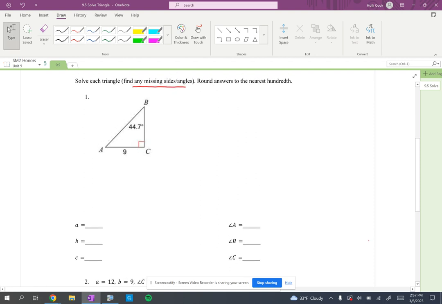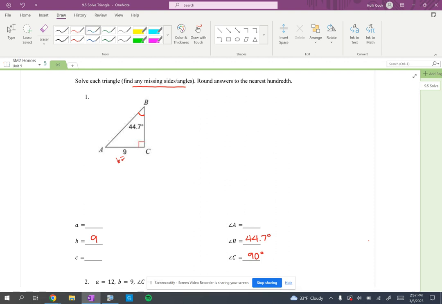So when we do this, the very first thing we're going to do is just label what we have. Okay, so we've got angle B right there, that's 44.7 degrees. And then side B, straight across from angle B, is 9. And we have angle C. Okay, that's our right triangle. You're always going to have angle C. It's always going to be 90 degrees. Okay, so now we've got some missing stuff that we need to fill in.